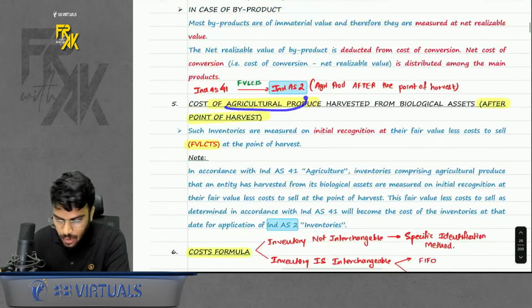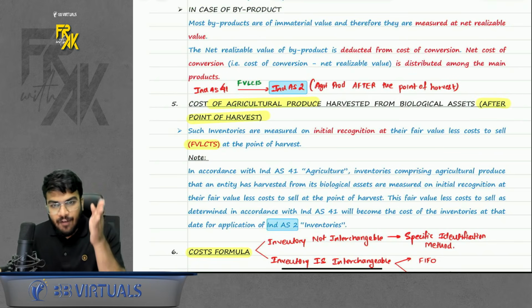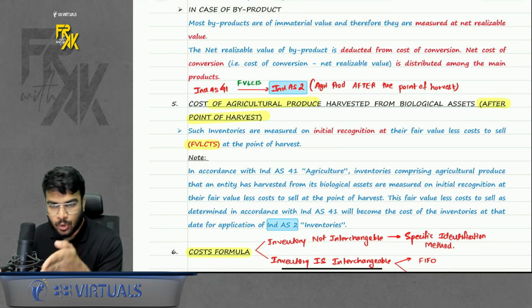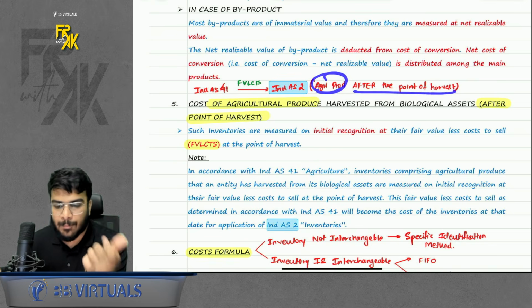Okay. Then cost of agriculture produce after the point of harvest. Remember, after Index 41, you come to Index 2, right? When do we come to Index 2? When that agriculture produce is after the point of harvest.